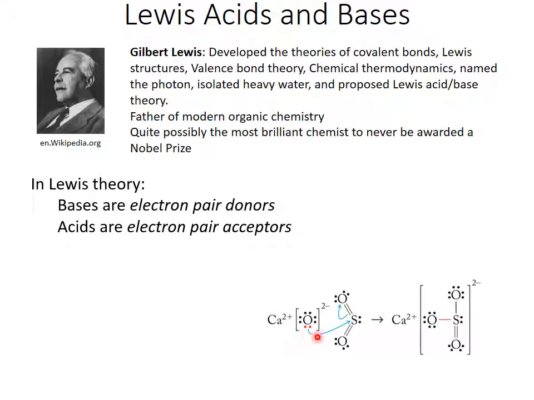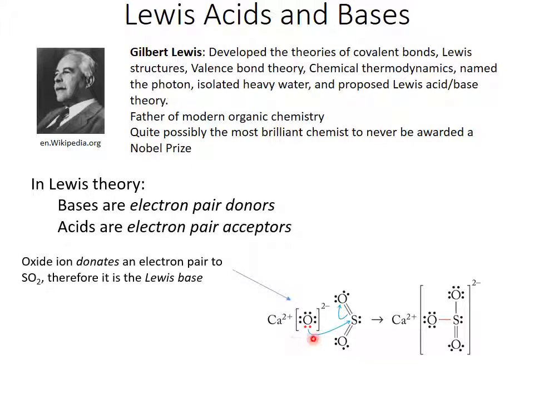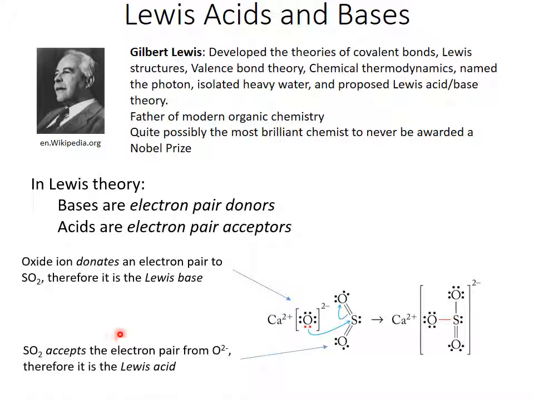So we said that the lone pair of electrons on the oxide attacks the sulfur dioxide to make the reaction happen. In Lewis theory, this means that the oxide ion is acting as the Lewis base. It's the electron pair donor. Therefore, SO2 is acting as the Lewis acid because it is the electron acceptor. Because we have Lewis acid-base theory now, we can talk about a lot more different types of reactions.